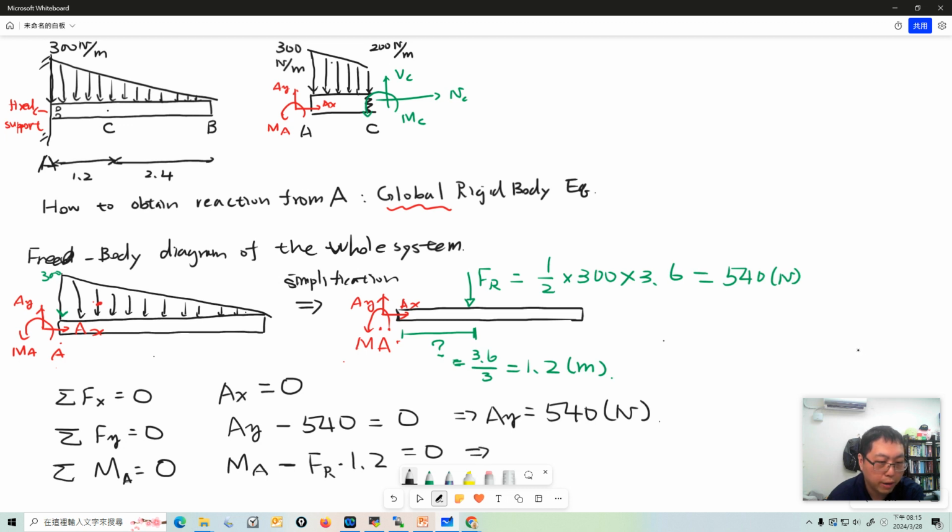So what will we have? MA is equal to FR, 540, times 1.2, which is 648 Newton meter. That's the moment. So we got a reaction force and a reaction moment at point A. Do we solve this problem? Not yet. We just figured out the reaction force and reaction moment at point A. So we have to put this information back into the free body diagram of the AC section.